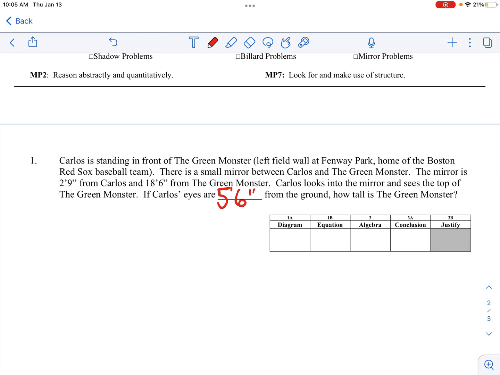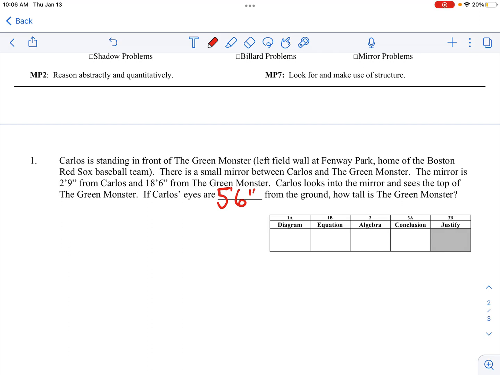So here we go. Carlos is standing in front of the Green Monster, the left field wall at Fenway Park, home of the Boston Red Sox. If you've never been there, it's pretty awesome. There's a small mirror between Carlos and the Green Monster. The mirror is 2 feet 9 inches from Carlos and 18 feet 6 inches from the Green Monster. Carlos looks into the mirror and sees the top of the Green Monster. If Carlos's eyes are 5 feet 6 inches from the ground, how tall is the Green Monster?